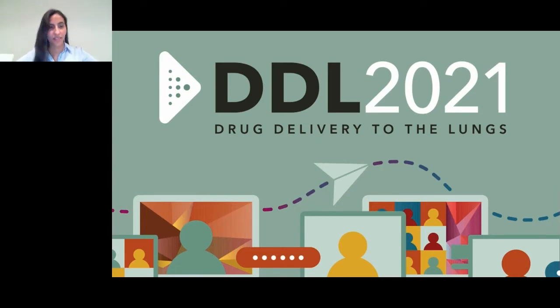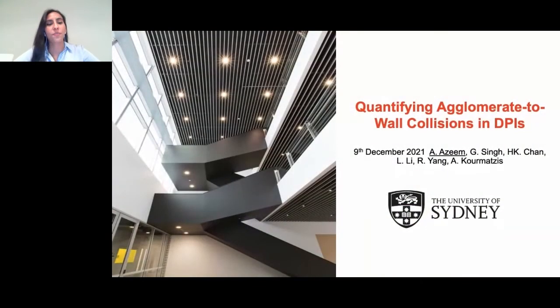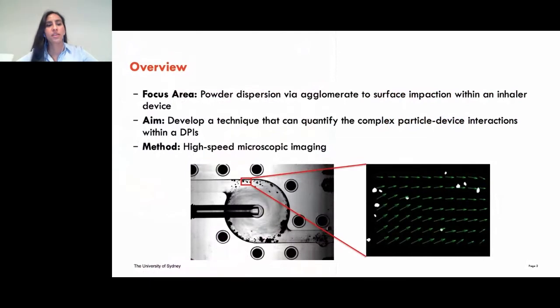Hi, I'm Athiya, and today I'll be presenting the technique that I developed to quantify agglomerate-to-wall collisions within dry powder inhalers. To start off, the focus of this area was to consider powder dispersion within inhaler devices, as this is particularly critical for achieving fine particle fraction and successful lung deposition. So the aim was to develop a technique that's able to quantify particle-to-wall impaction within these sorts of devices.